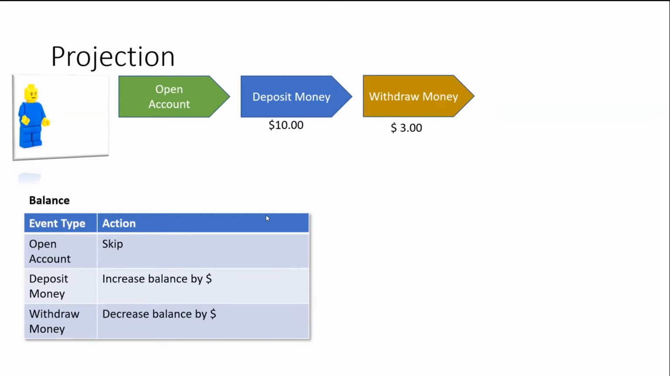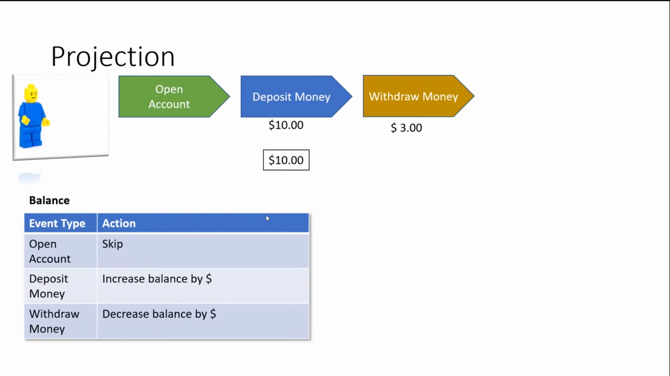So for the first one, the open account event type, we don't care about that at all. It doesn't have any impact on the balance. But a deposit does have an impact. So what we're going to do there is increase the balance that we're holding by $10. So you can see there that it's gone up to 10.